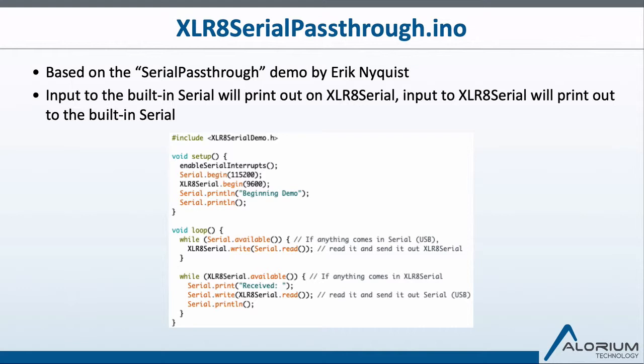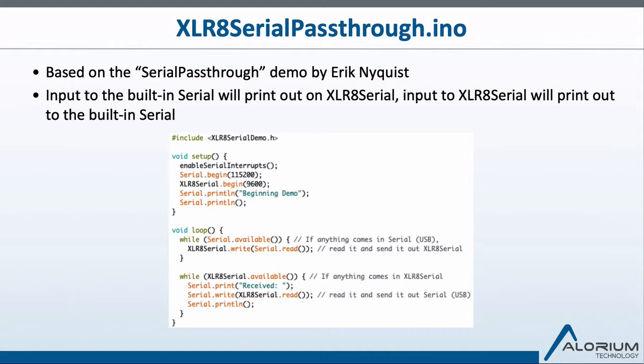So stepping through the sketch, all of the defines and ISRs I've put in a header file called XLR8Serial demo.h. So I include that, and then in the setup function, I'm calling that enable serial interrupts function, which will turn on all of the interrupts and control registers. Then I'm beginning the two serial interfaces. So it's the built-in serial interface that everybody that uses Arduino is familiar with. And then I'm also beginning the Accelerate serial interface, which we instantiated in our header file earlier. And then just to show what the sketch is doing, I have a debugging line that reports that we've begun the demo. And then we're going to enter the loop.